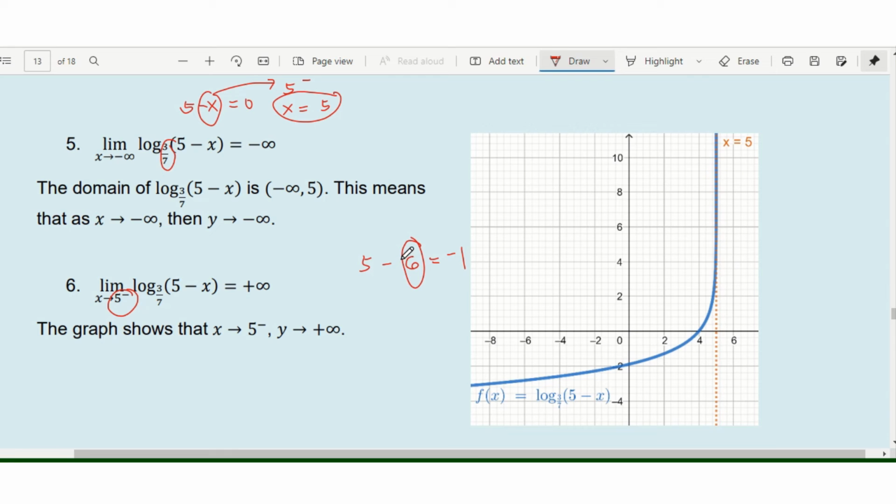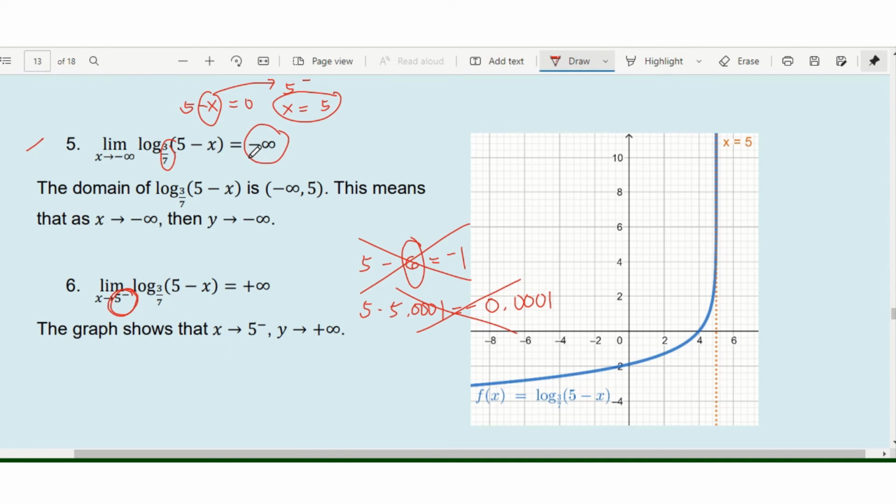Because right of 5 are numbers greater than 5. It should not be very close to 5. Siyempre, a number very close to 5, let's say 5.0001. Imagine mo, this is already negative 0.0001, which should not be the number involved in the logarithm. Kaya nga, left of 5 lang ito. So, going back to number 5, when you get the logarithm of 5 minus x to the base 3 over 7, okay, as x keeps on decreasing, then it becomes decreasing yung values ng ginagawa ng y.